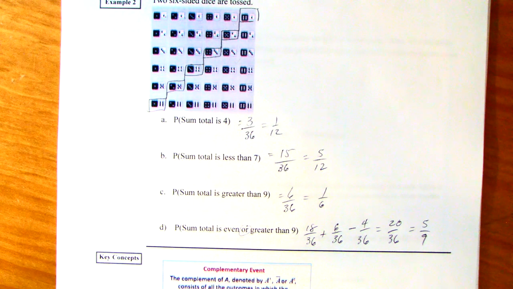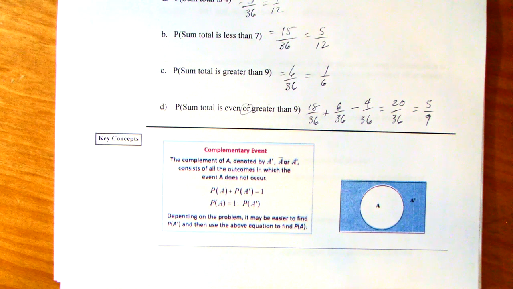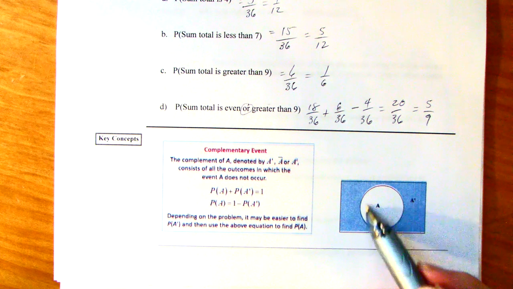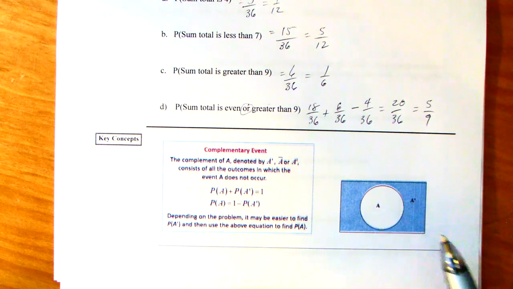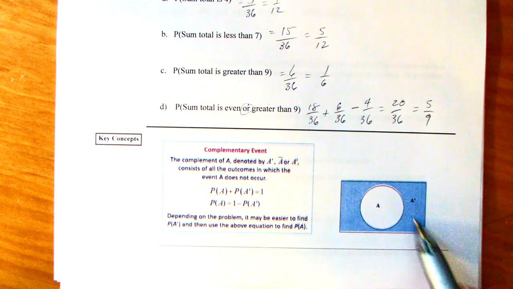What do you think? All right, complementary event. Complementary event means not. For instance, today we had a probability it was supposed to rain 80%. So the probability that it's not going to rain would be 20%. So, for instance, if this is event A, this is the probability it's going to rain. The probability of not going to rain is right here.